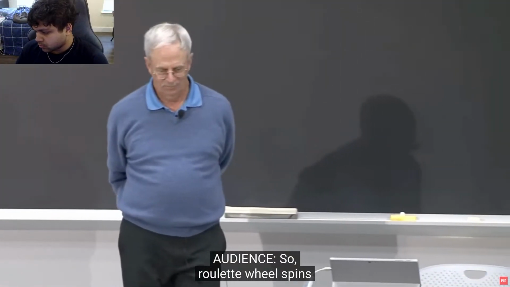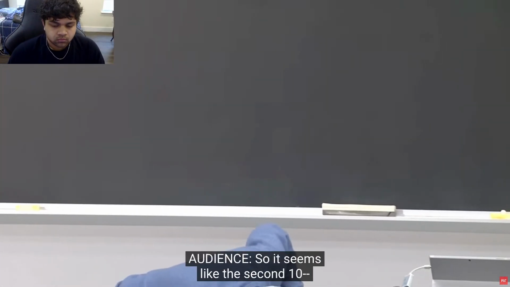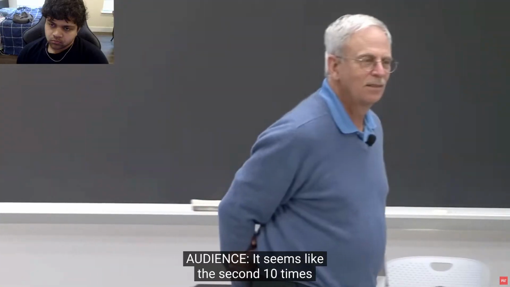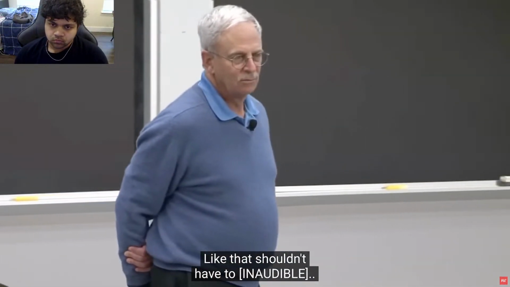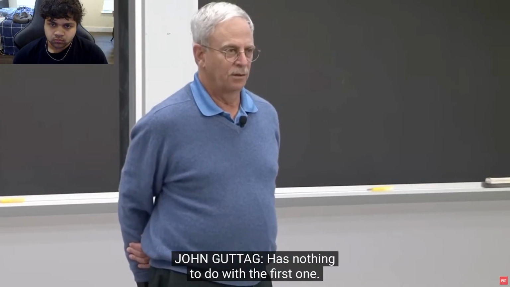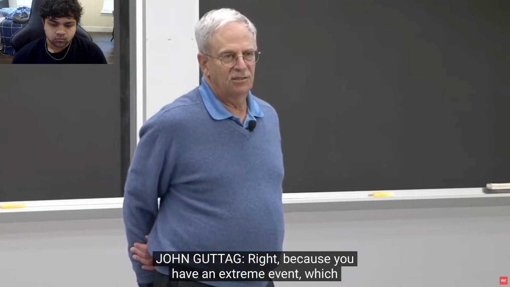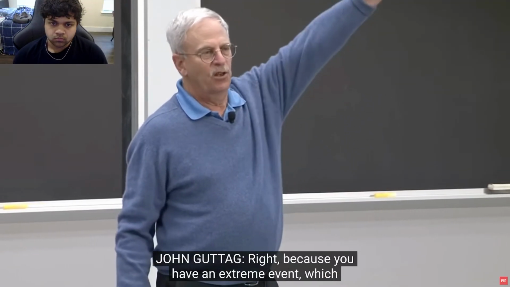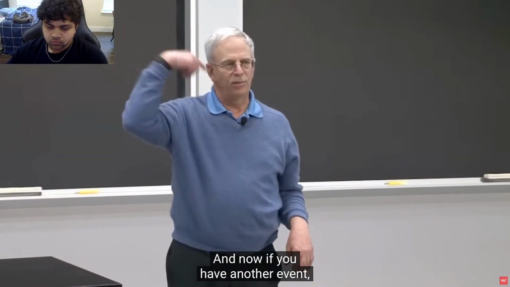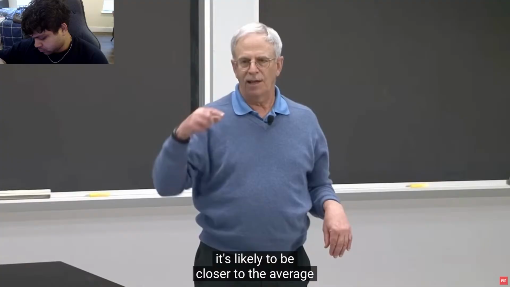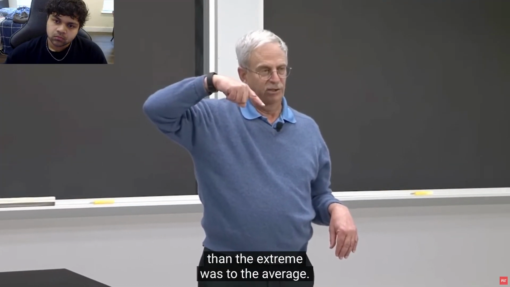Yes? So roulette wheel spins are supposed to be independent. It seems like the second 10 times that you spin it shouldn't have anything to do with the first. Has nothing to do with the first one. Like you said, it's likely that you'll get fewer than 10 reds. Right, because you have an extreme event, which was unlikely. And now if you have another event, it's likely to be closer to the average than the extreme was to the average.